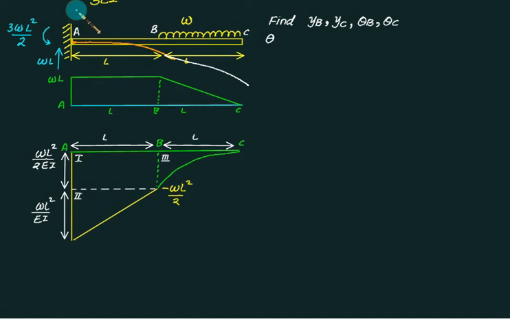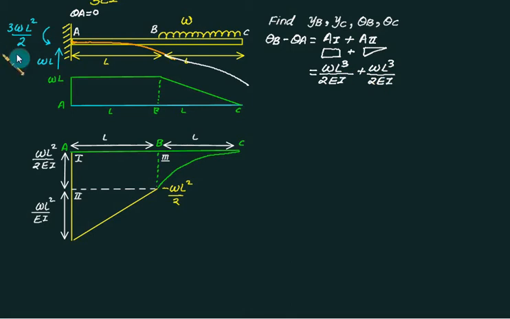If the slope at point A is 0, to find the slope at B we will take advantage of A. So we write theta B minus theta A. It is the area of the curvature diagram between A and B, that is area 1 plus area 2. Out of this, area 1 is a rectangle and area 2 is a triangle. The area of this rectangle is WL square by EI multiplied by L, so this is WL cube divided by twice EI, and this one is a triangle, so it is equal to WL cube divided by twice EI. But what is the slope at point A?